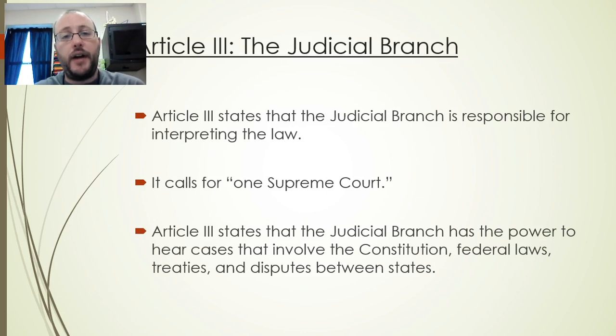And that brings us to the final one, Article 3, the judicial branch. It states that the judicial branch is responsible for the interpretation of the law and calls for one Supreme Court. Now we have the Supreme Court today. It's made up of 9 members, and the purpose of it is basically to interpret the law. And the Supreme Court's main thing is to interpret constitutional law.